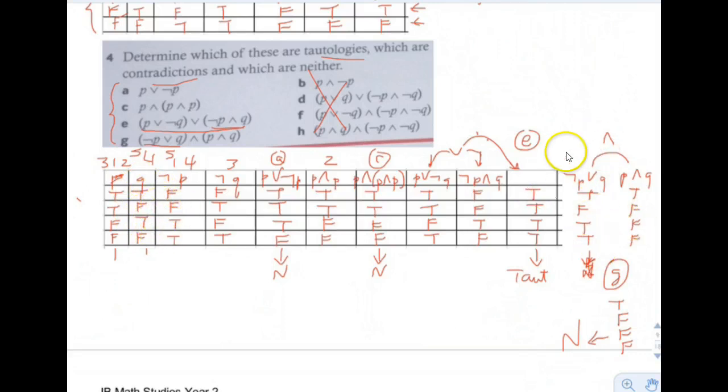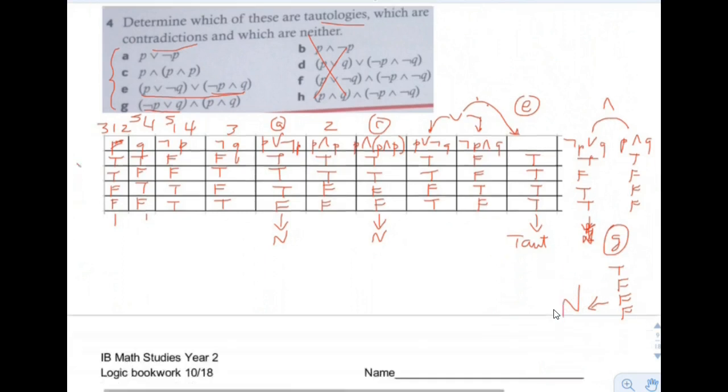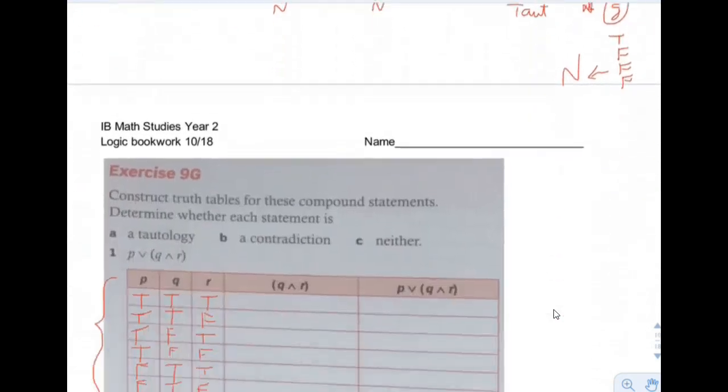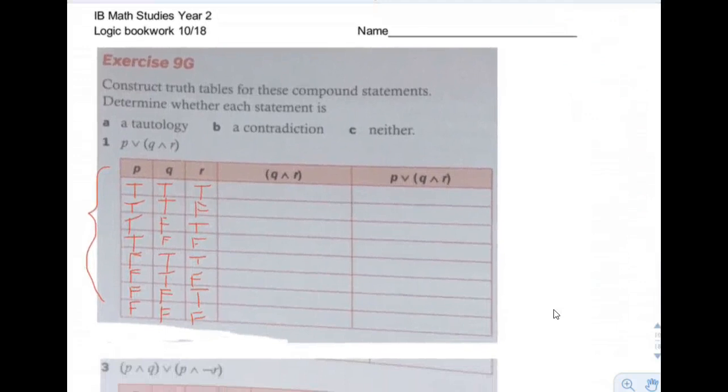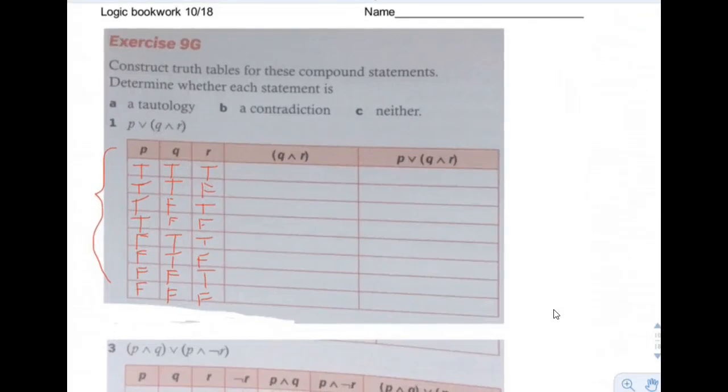Okay, then we're going to AND these together because we're ANDing these two together. When we AND these together, we're going to get this, which is true, false, false, false, false. And this is neither a tautology nor a contradiction. Okay, so that is number 4. Moving on to page 10, 9G.